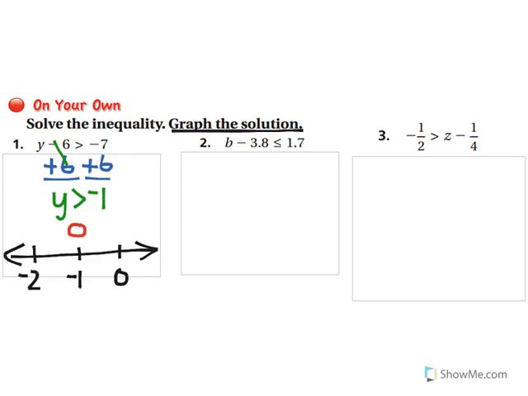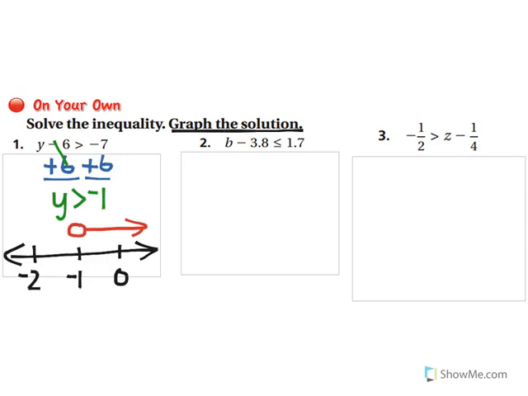And greater than, since the y is on the left-hand side, I can follow the arrow. And it tells me that y, all solutions are greater than negative 1, so it's going to go to the right. And so that's how my graph of the number line should look. All right, let's try our next one.